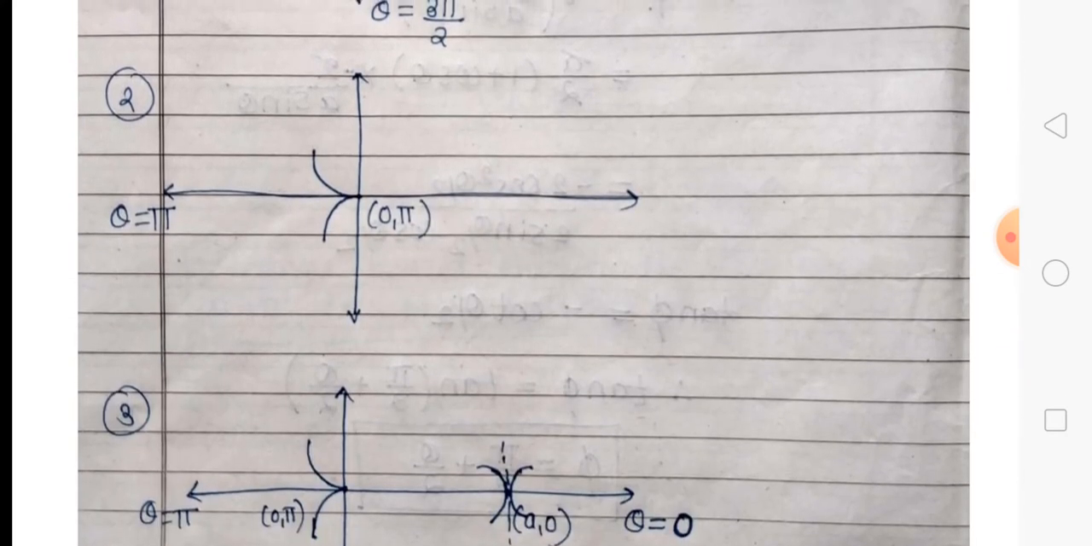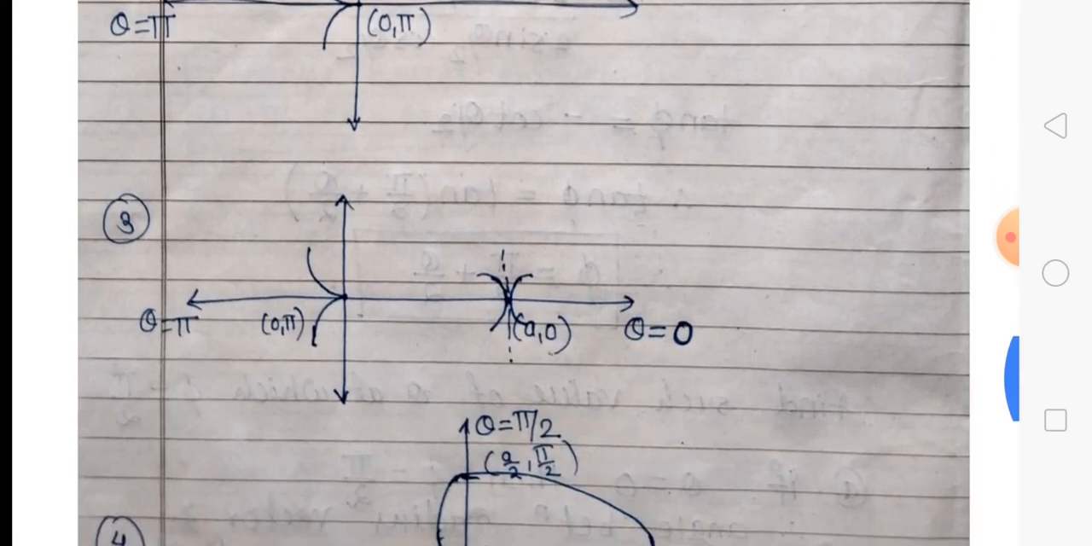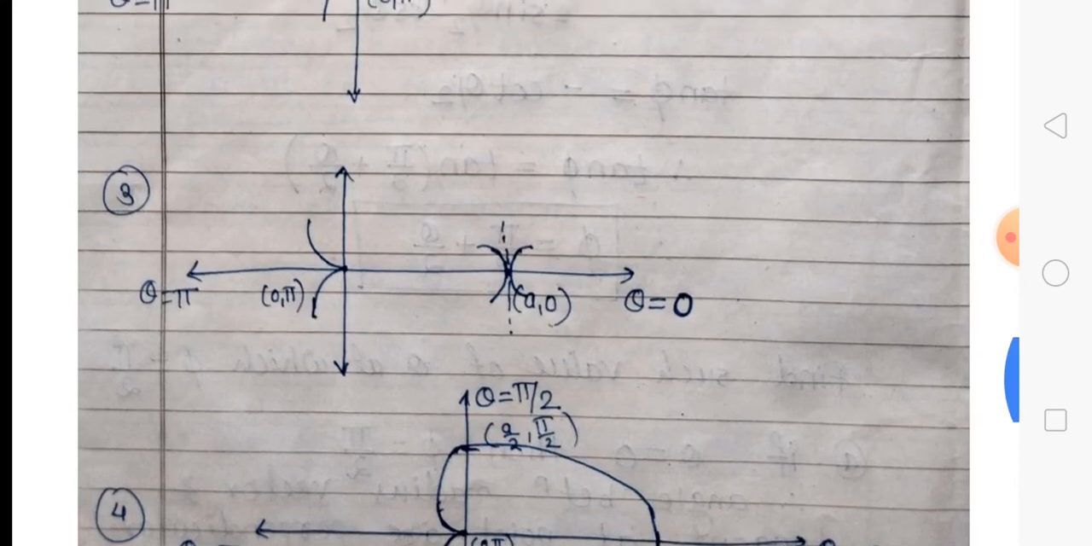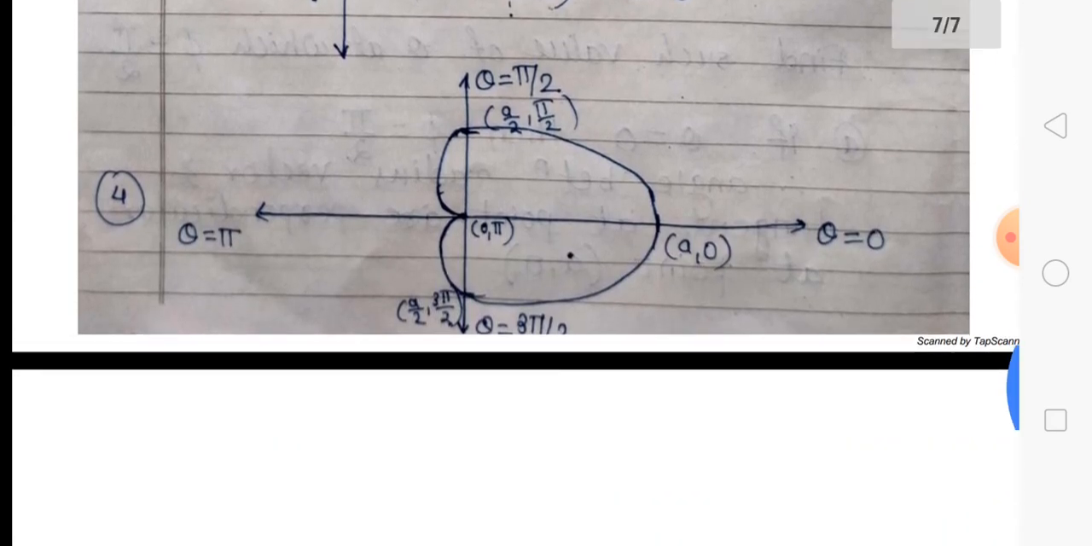Next is the tangent at the pole. We get the same: theta equal to pi is the tangent at the pole. Therefore, the curve touches this line at the pole. Next is the direction of the tangent, or angle phi. Angle phi is the angle between the radius vector and the tangent. Here we get at point (a, 0) this is the tangent. Therefore, the curve touches in both ways.